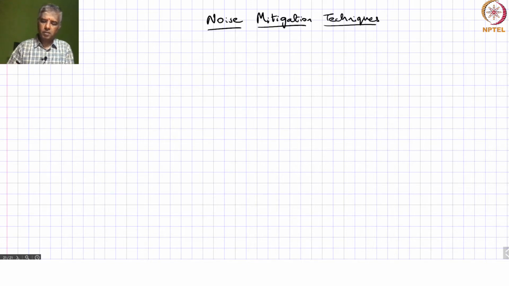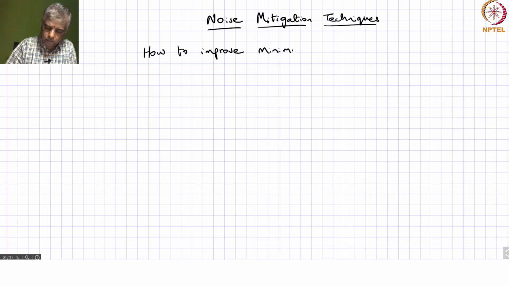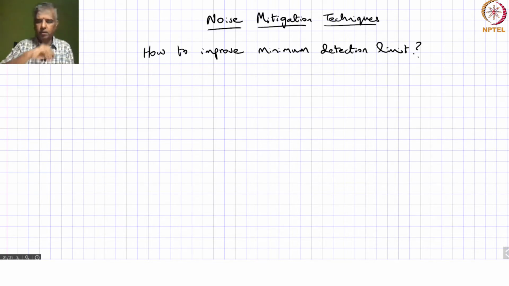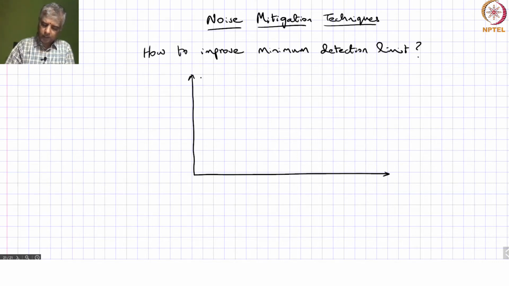So let's ask ourselves the question, how to improve minimum detection limit. Okay, so what we are typically talking about is we're trying to see how we can reduce noise. So let's look at this graph here as a function of time.